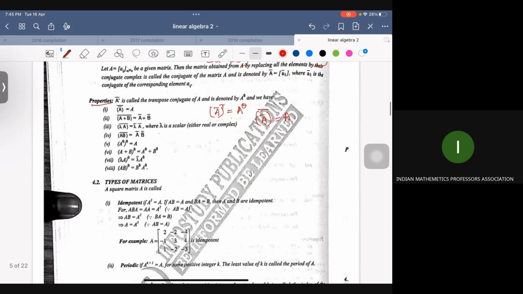And the conjugate of A plus B is nothing but A bar plus B bar. And lambda A, the whole bar, is equal to lambda bar A bar. Here, if lambda is real, lambda bar is equal to lambda. If it is complex, it will be the conjugate of lambda. AB, the whole bar, is nothing but A bar B bar.